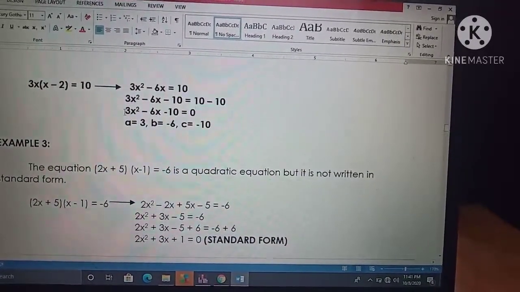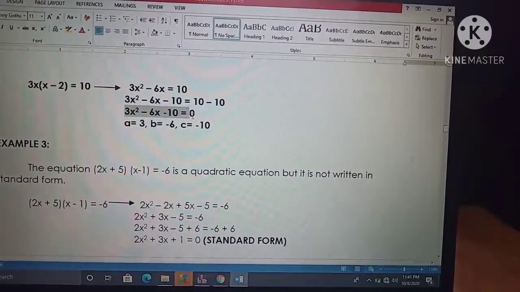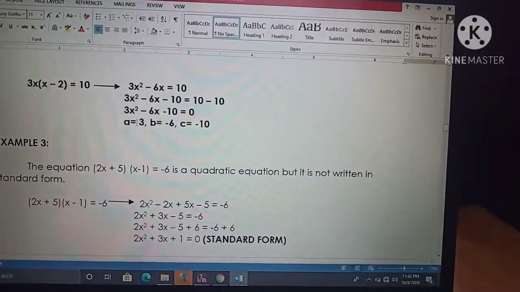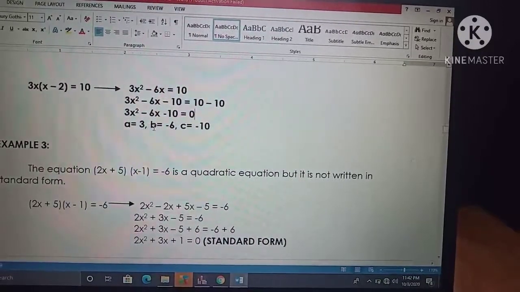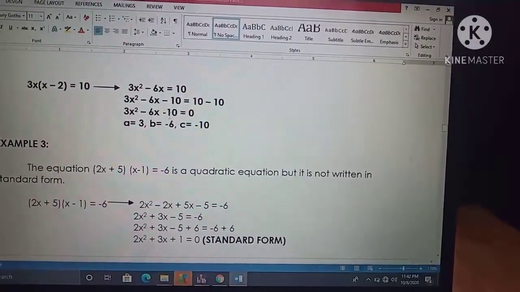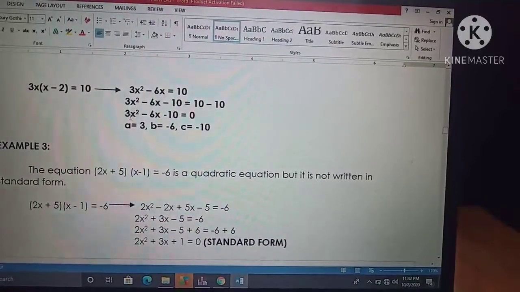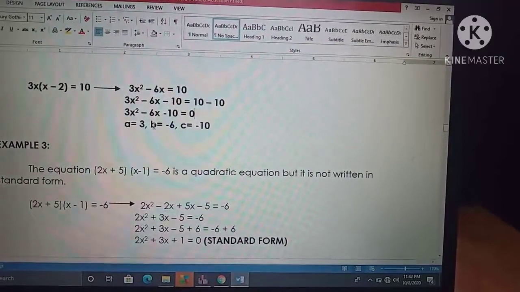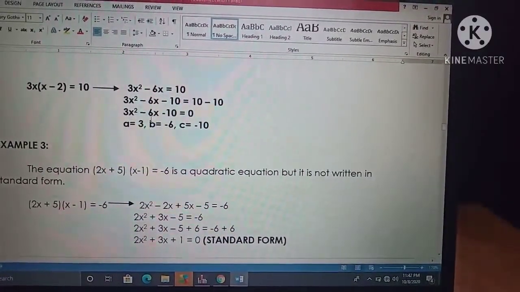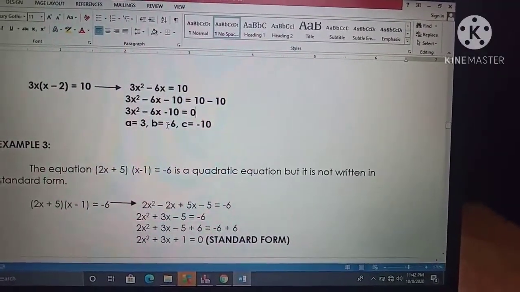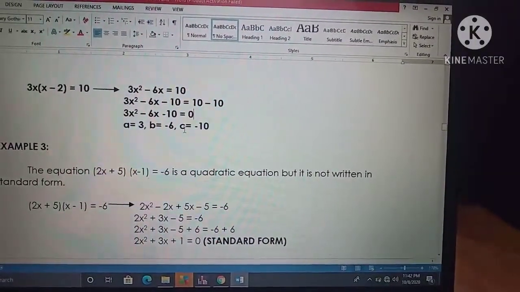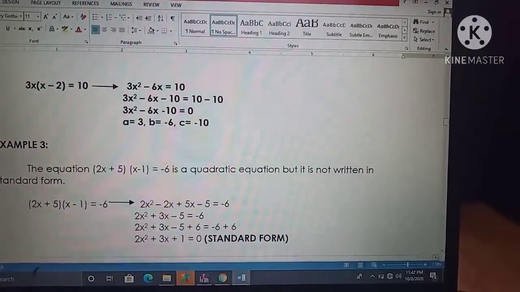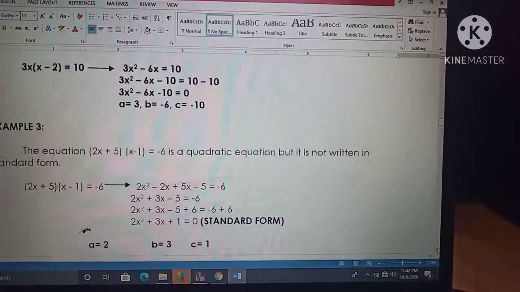So, ngayon, mayroon na tayong equation na 3x squared minus 6x minus 10 is equals to 0. So, i-identify natin ngayon yung value ni A, value ni B, value ni C. So, sa equation na to, ang value ni A, yung quadratic term natin ay ito si 3. So, lagay natin si 3. So, yung linear term natin na si B ay negative 6. So, lagay natin si negative 6. At saka yung constant term natin ay si negative 10. Ilalagay natin si negative 10.